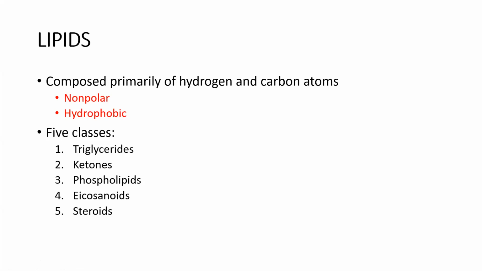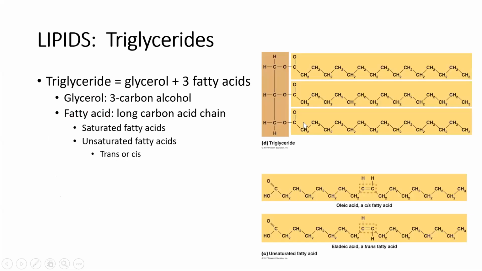Now, the 5 classes of lipids are triglycerides, ketones, phospholipids, eicosanoids, and steroids. So we're going to talk about these in a bit more detail going forward.